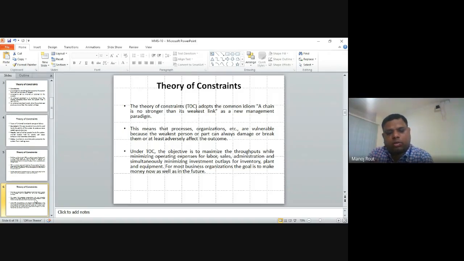For most business organizations, the goal is to make money now as well as in the future. That is why the theory of constraints is implemented for a long-term planning process to reduce the different constraints, internal as well as external. Moving to the next one.